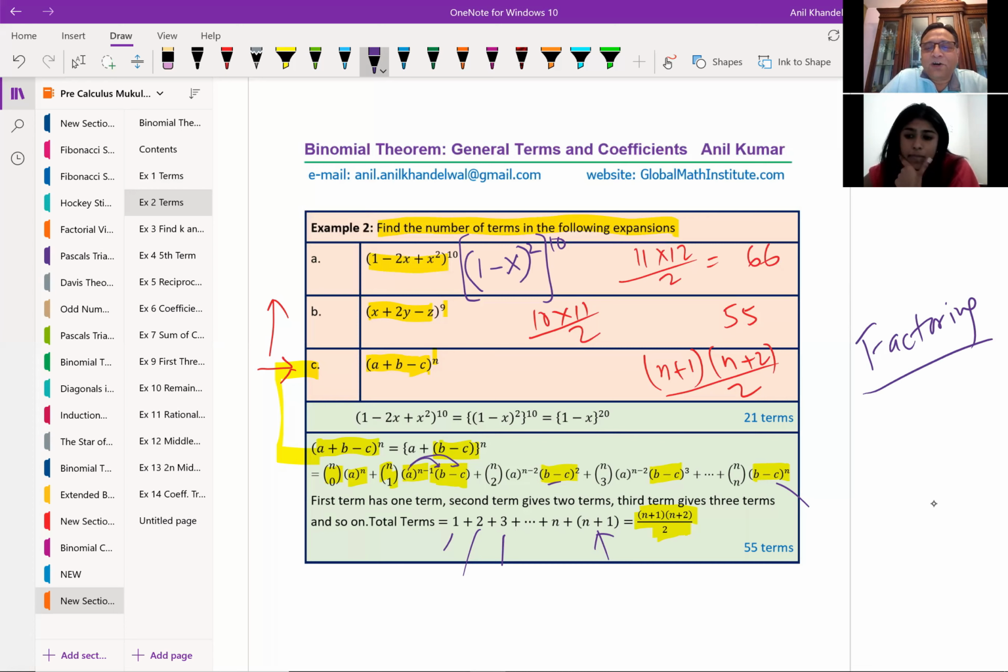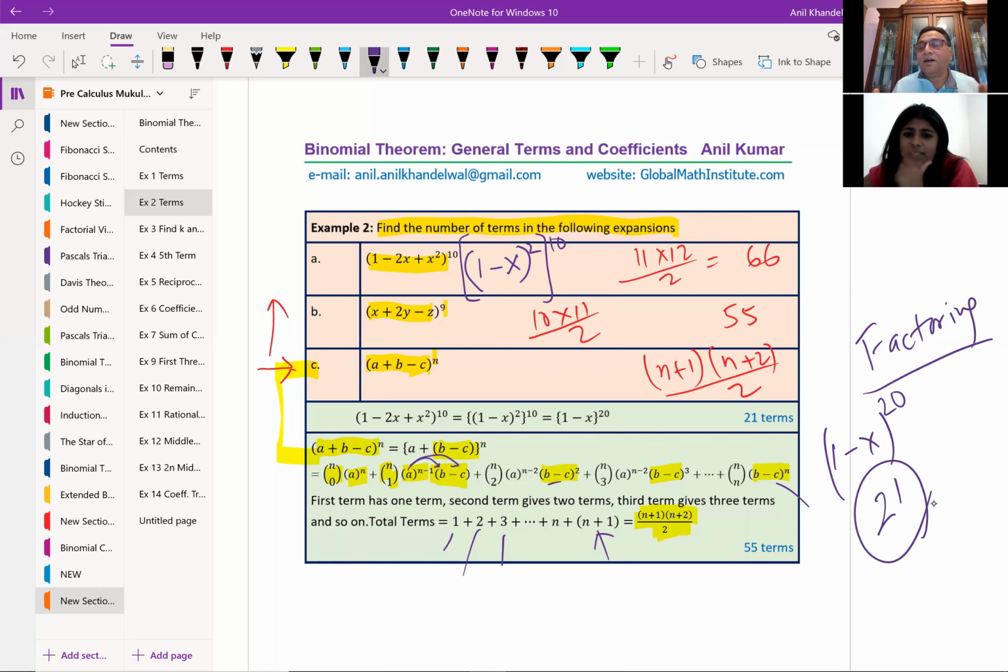But see how it works. Now we have a trinomial which can be factored, and basically it is 1 minus x whole square. A square minus 2ab plus b square, right? This is 1 minus 2x plus x square, to the power of 10. So see what happens now. I have 1 minus x whole square to the power of 10, which means the power is 20. Now this binomial, 1 minus x to the power of 20, how many terms will this have? 21. That is the right answer.